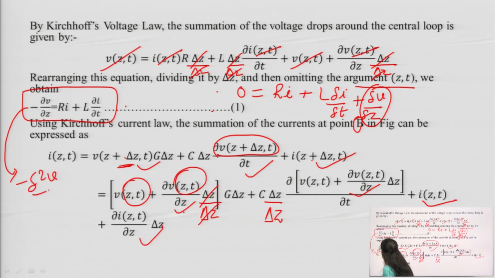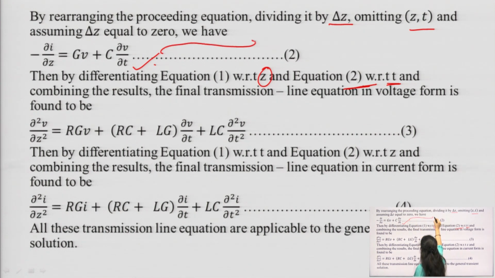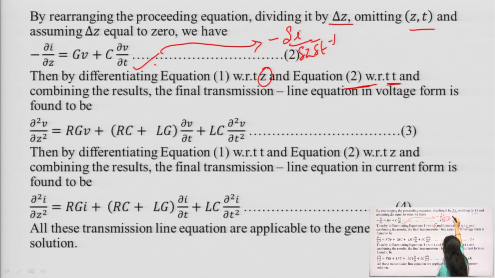Minus del square V by del z square is equal to R del I by del z plus L del I by del t del z. This is our differentiation. And when we differentiate this equation with respect to t, what are we getting? Minus del I by del z del t equals G del V upon del t plus C del square V upon del t square.